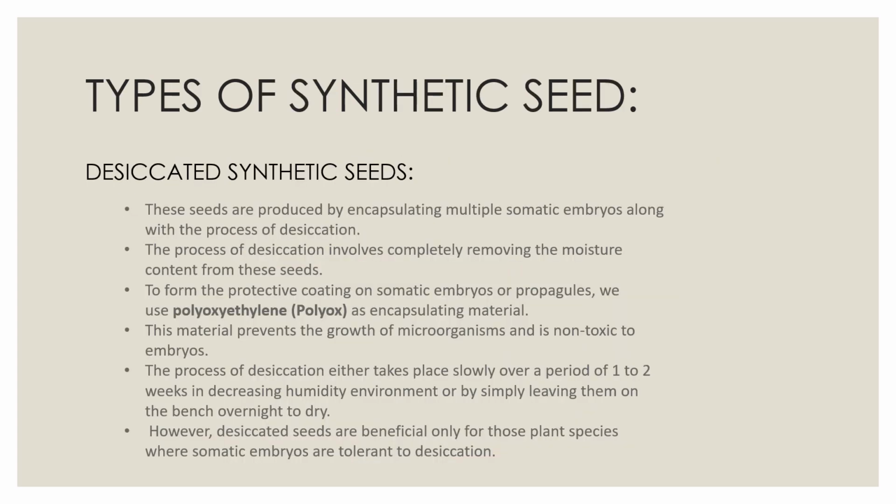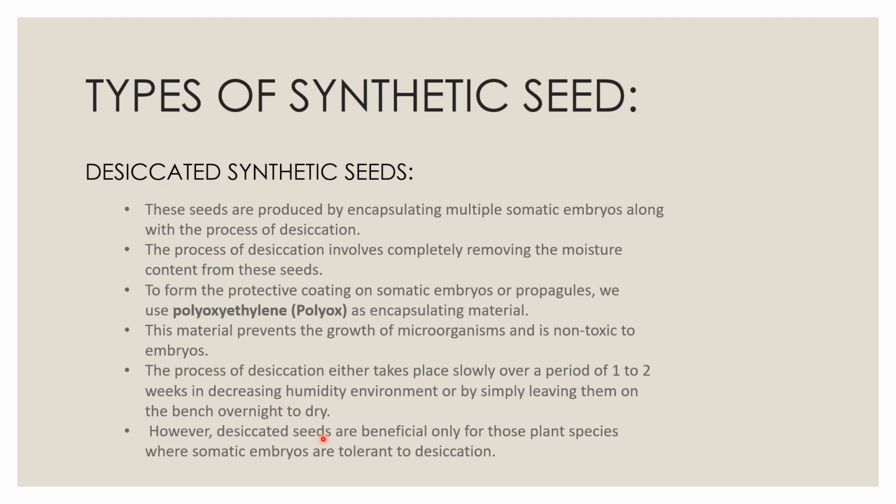And types of synthetic seeds: there are two types of synthetic seeds. One is desiccated and another one is hydrated. Desiccated seeds involve complete removal of moisture content, and may be added to polyox as an encapsulating material, which may prevent the growth of microorganisms and is non-toxic to embryos. The process of desiccation takes one or two weeks, or otherwise decreasing the humidity in the environment, or otherwise keeping them on the bench overnight to dry.